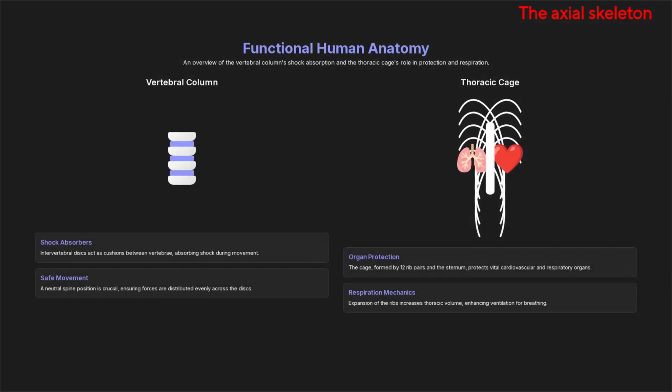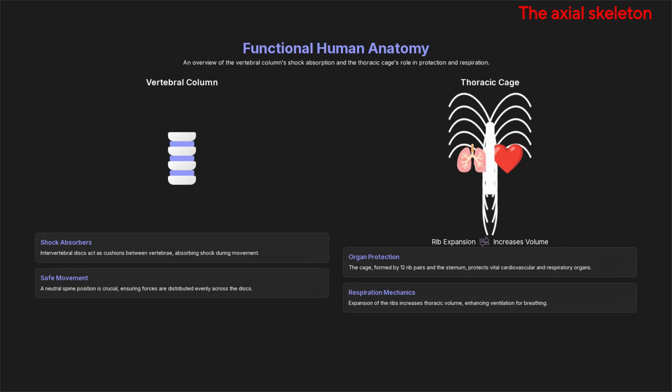Additionally, the vertebral column also includes the intervertebral discs, acting as shock absorbers, requiring neutral spine positioning for safe movement. The thoracic cage, formed by 12 rib pairs and sternum, protects cardiovascular and respiratory organs while providing attachment points for breathing muscles like the diaphragm and intercostals, with rib expansion directly increasing thoracic volume for enhanced ventilation during exercise.